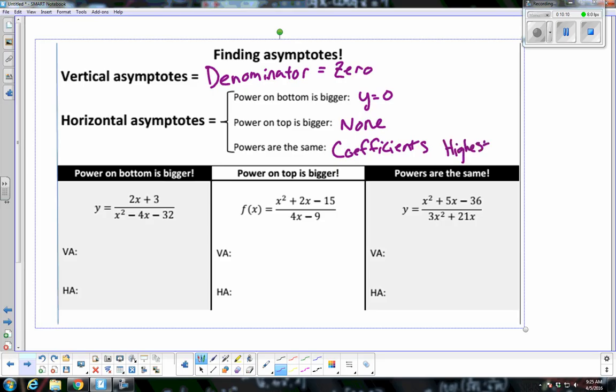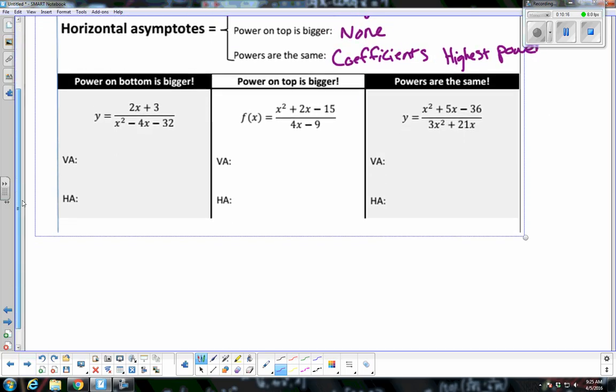Okay, let's take a look here. So here's our first case. The power on the bottom is bigger. What do I mean by that? I mean this 2 is bigger than that 1. So if the bottom is bigger, in this case we're going to have a horizontal asymptote at y equals 0. That's pretty easy to do.